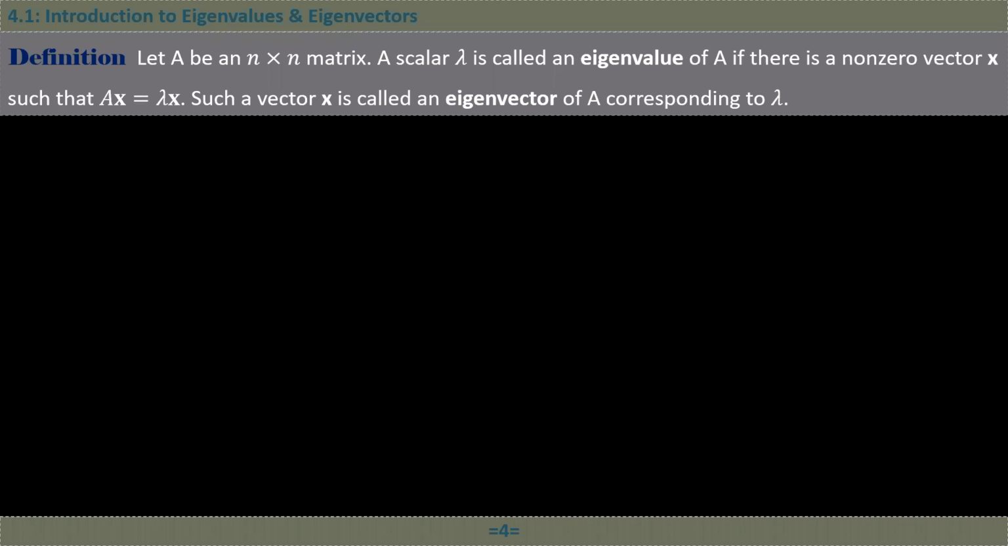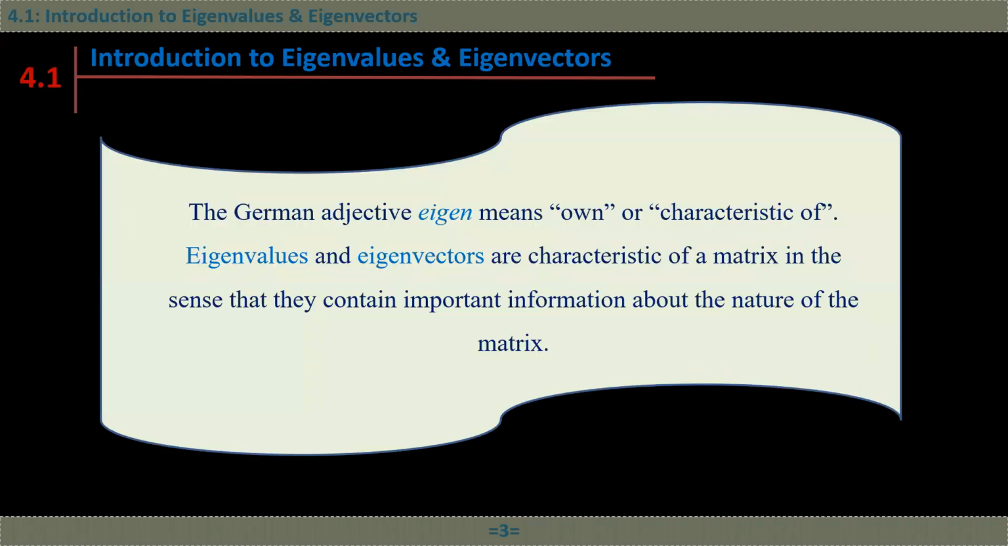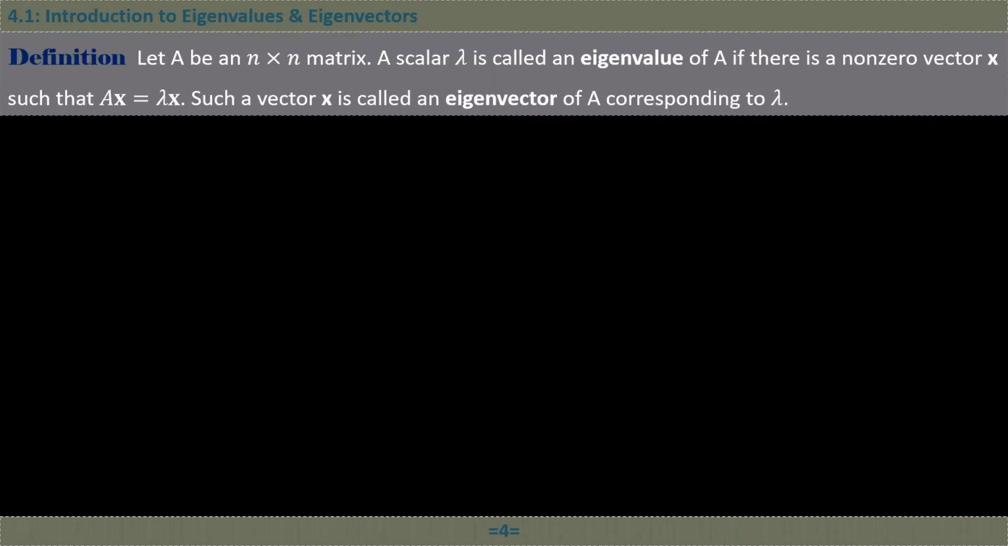As we go through this chapter, you'll understand the idea about these concepts better, and as you solve more problems, you'll gain deeper intuition about this concept. Just to understand, when you say that it contains important information about the nature of the matrix, what do you mean by this? I'll give you one example, not about this, but about how I use that word.